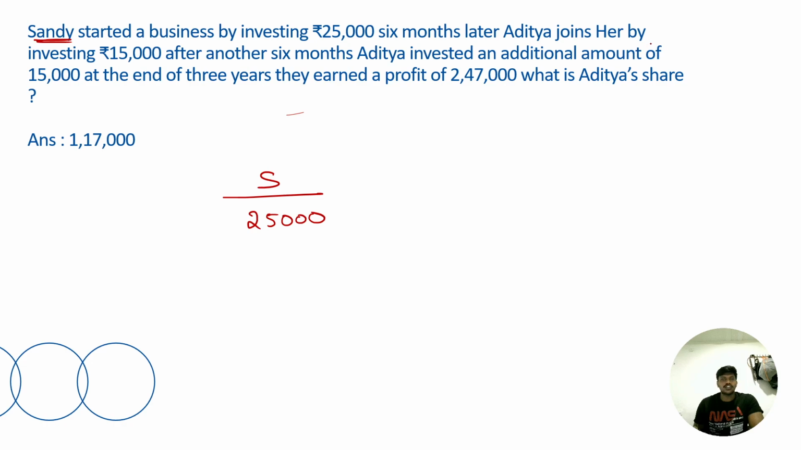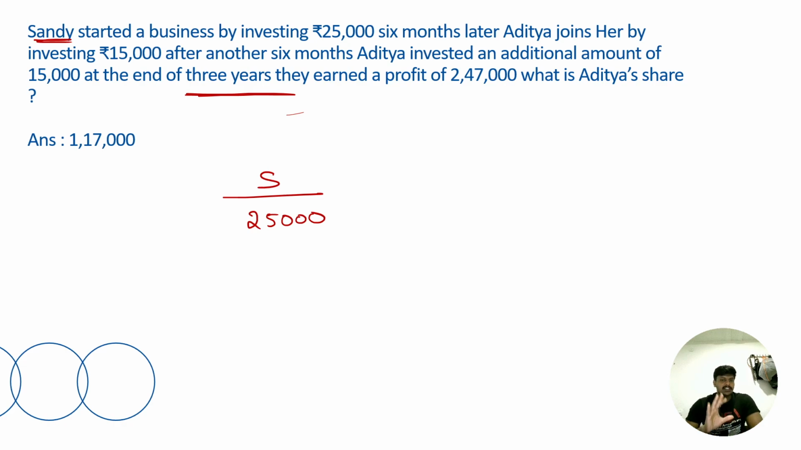6 months later, Aditya joins her, investing more after another 6 months. Now listen, there is no change in Sandy's investment. Once you are done with the problem, you'll understand that one. As you can see here, if you read the problem carefully, there are changes in Aditya's investment, but there is no change in Sandy's investment. Second one, how long did they run the business? They ran the business for 3 years because they got the profit at the end of 3 years.